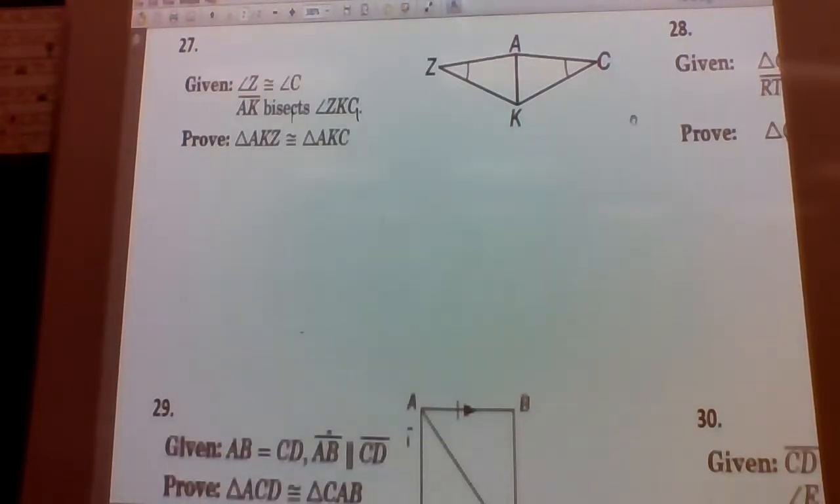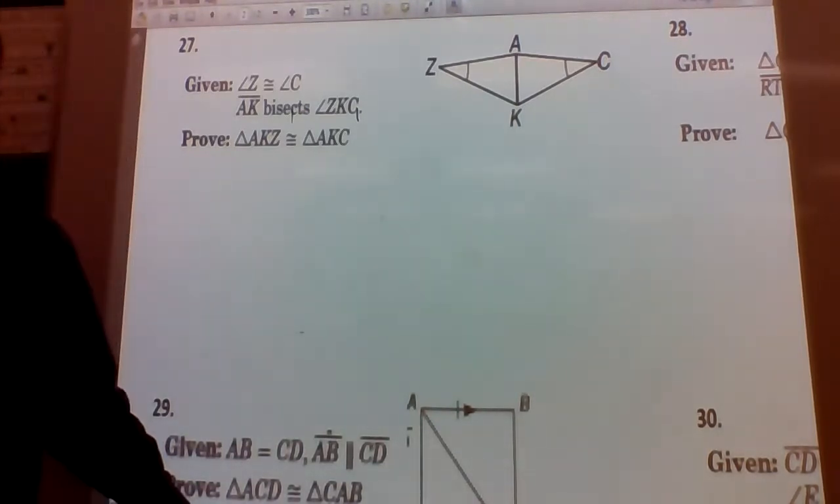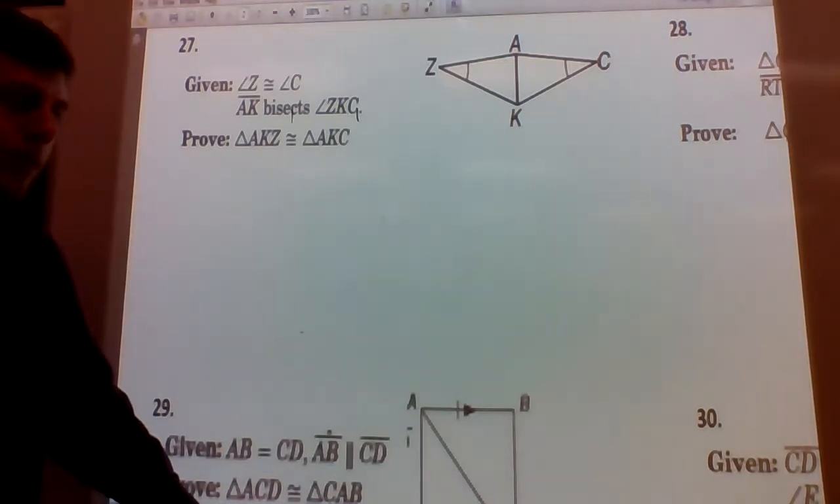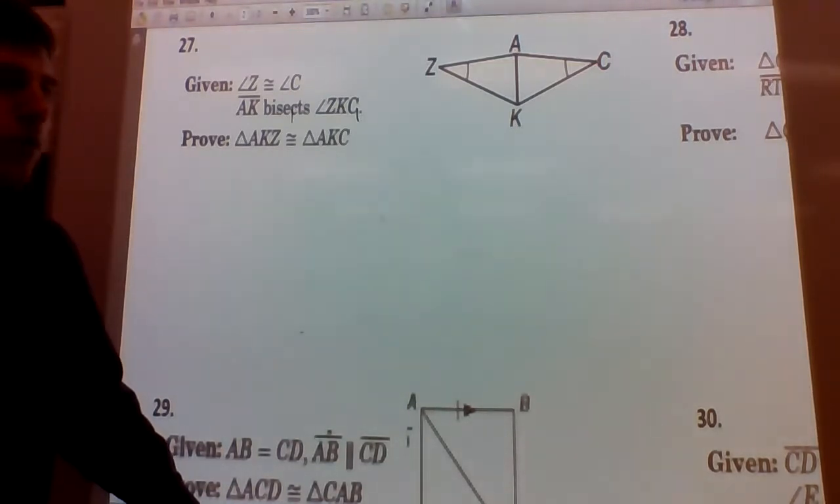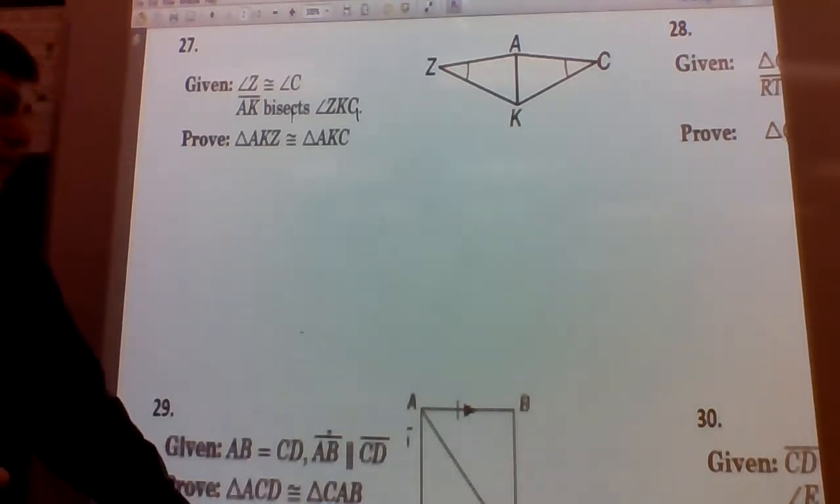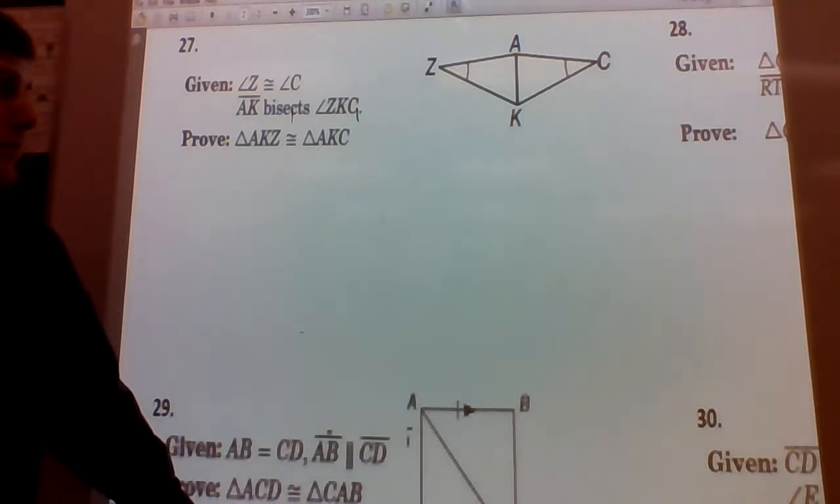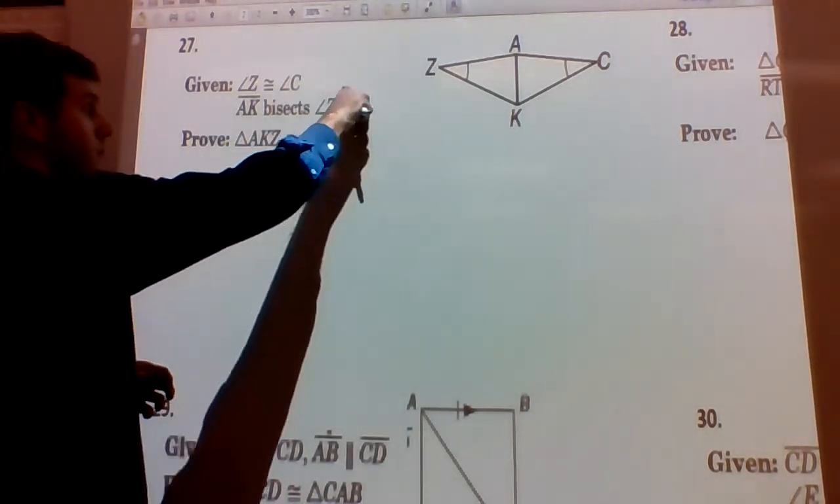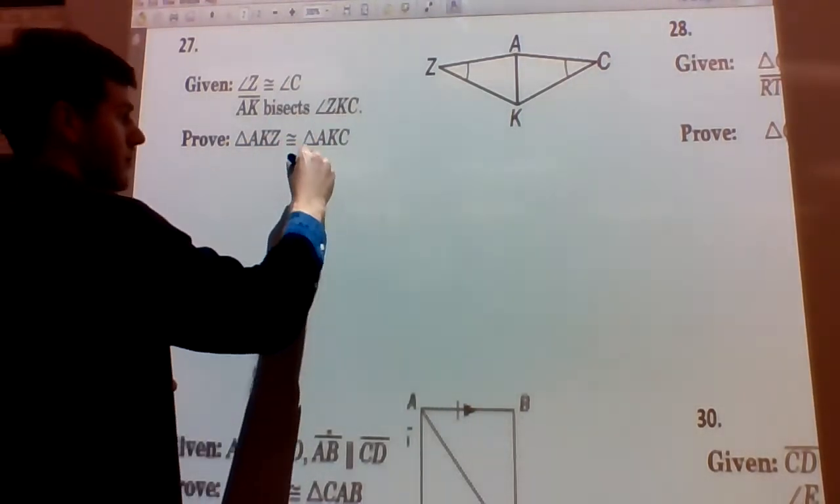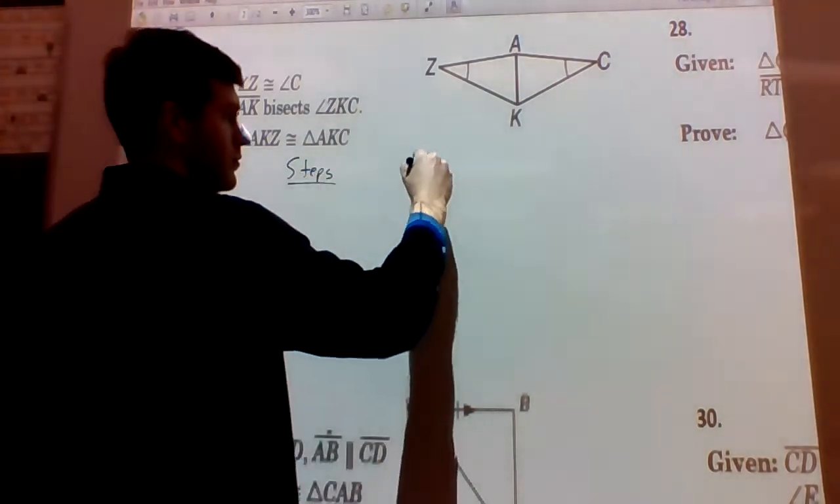If you have parallel lines, you're looking for alternate interior angles. If you have perpendicular lines, you're looking for right angles, and then either right triangles to do the hypotenuse leg theorem, or we can say right angles are congruent by the right angle theorem. I think that's all the ones you're going to have. Okay. So here, let's write steps, justifications, or reasons.